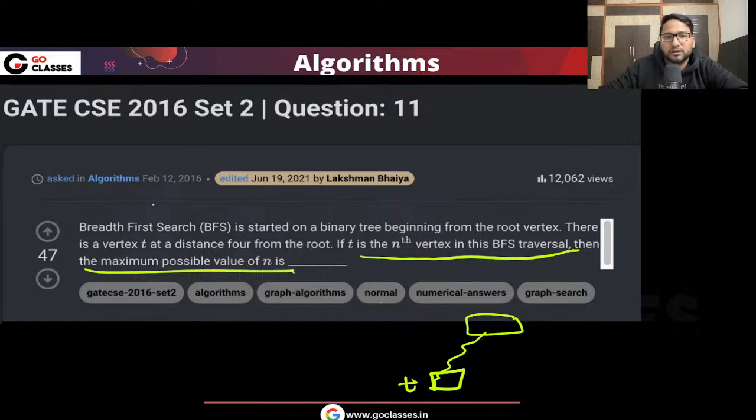Yeah, that's a good question. Can you try solving it? Let me know what answer you are getting. Answers are not on the next page. You just tell me what answer you are getting. They are saying this is a binary tree, and they're asking about the maximum value.